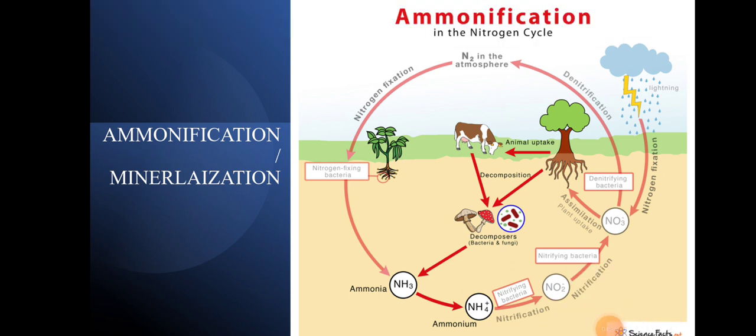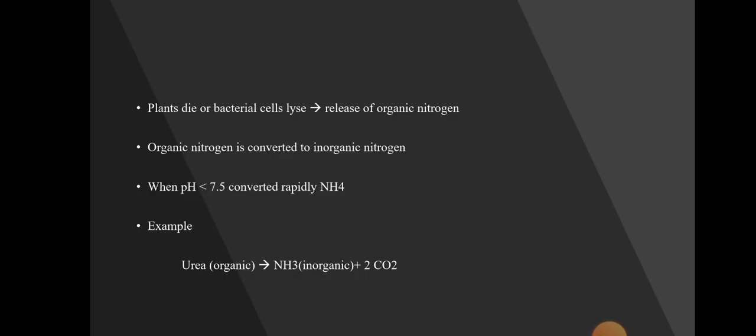This slide represents ammonification. When plants or animals die, the nitrogen present in the organic matter is released back into the soil. The decomposers, namely bacteria or fungi present in the soil, convert the organic matter back into ammonium. This process of decomposition produces ammonia, which is further used for biological processes.